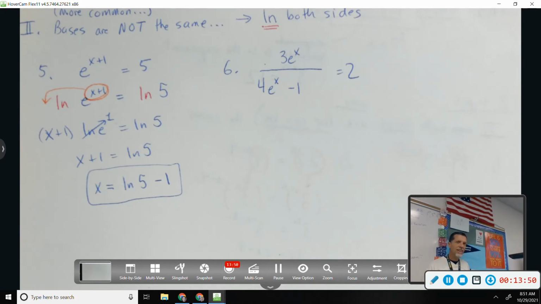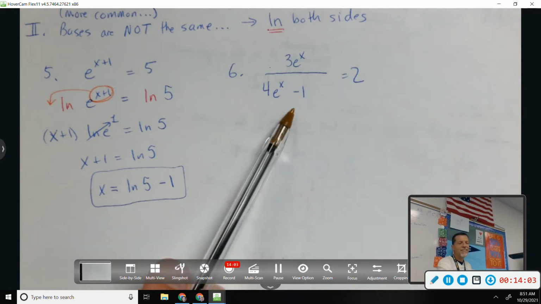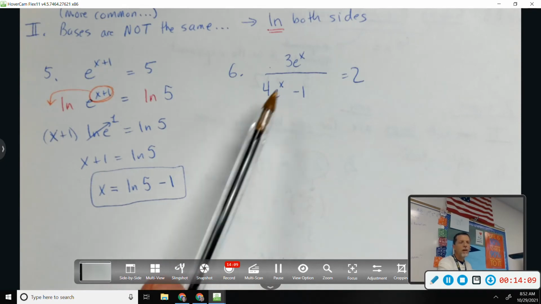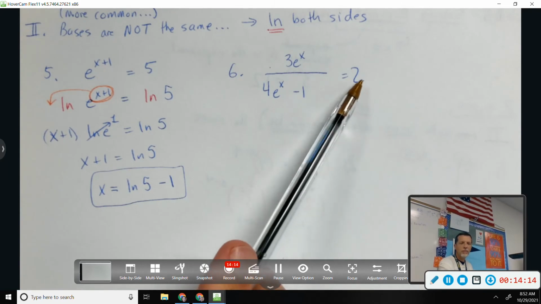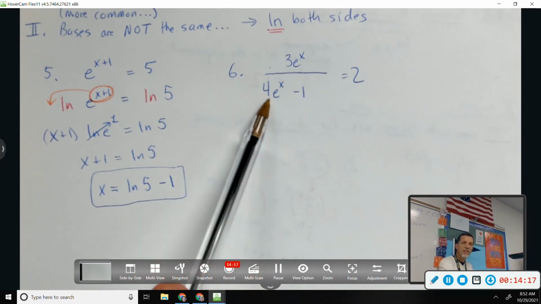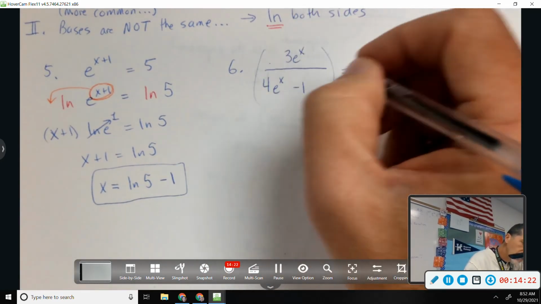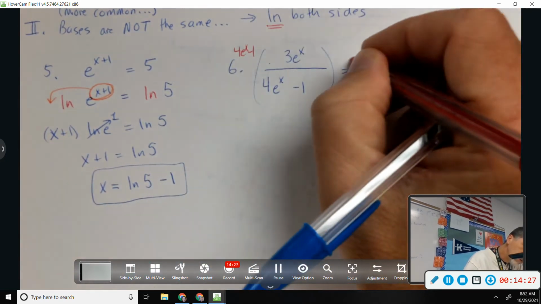What don't you like about the problem? Can I cancel out the e to the x's completely, because one's on the bottom, one's on the top? One is a fraction, and one's got the minus 1 on there, so that won't work. Someone said multiply to the denominator. I'm going to multiply this to the other side. Actually, I'm going to multiply both sides by 4e to the x minus 1.